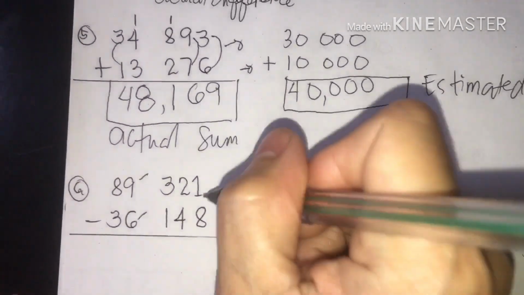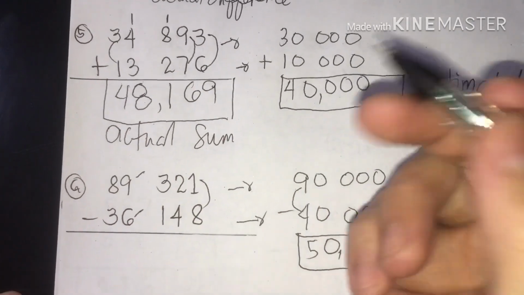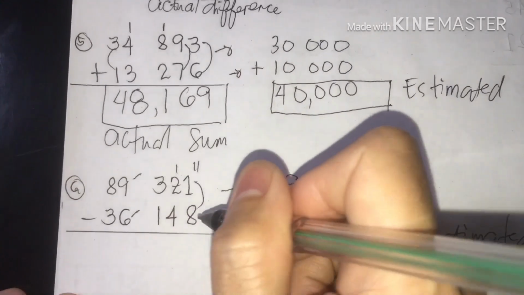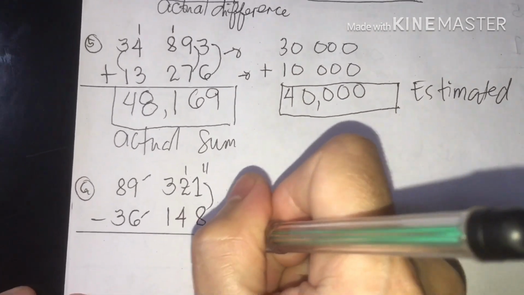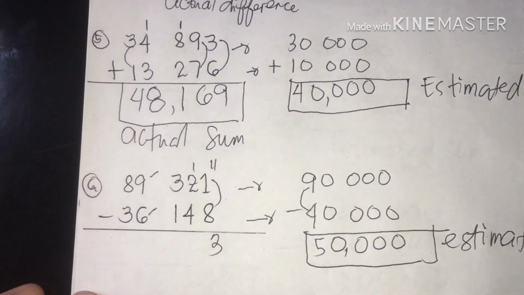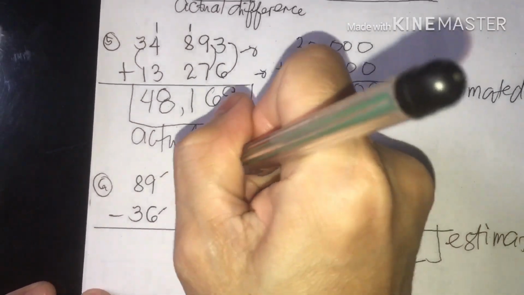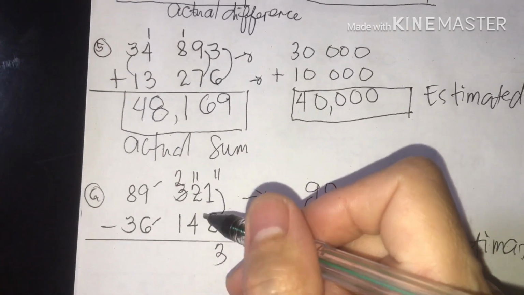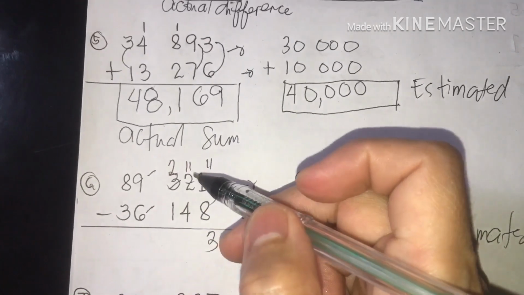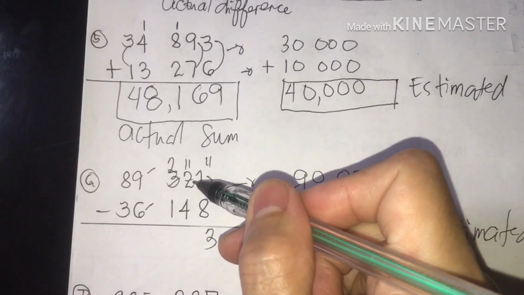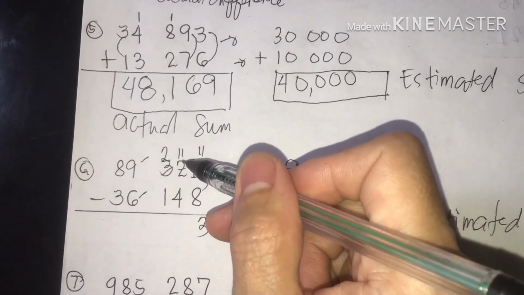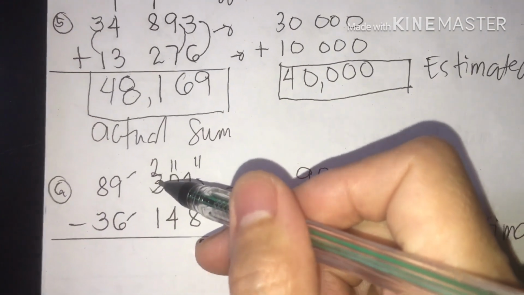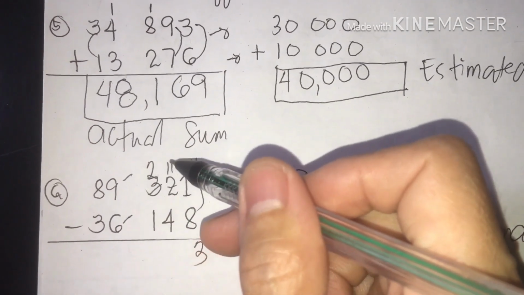Next, let's proceed to the actual. 1 minus 8 cannot be. 1 becomes 11. 2 becomes 1. So 11 minus 8. So we're going to write here, class, our answer. Next, 1 minus 4 cannot be. Borrow from 3. 3 becomes 2. 1 becomes 11. So 11 minus 4. So we're going to clarify, class. That's 2 becomes 1. Then 1 becomes 11. So now 1 borrowed from 3 becomes 11 and 3 becomes 2.